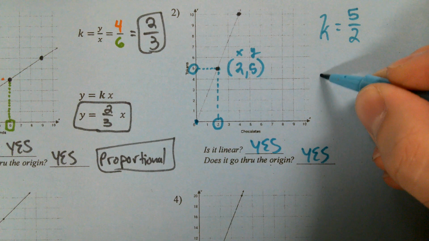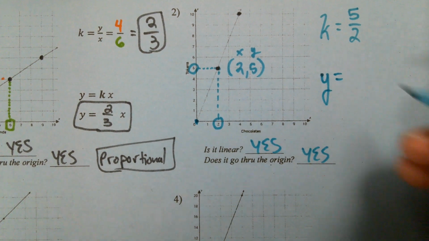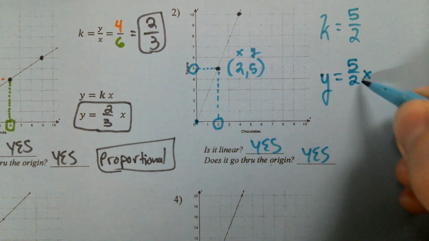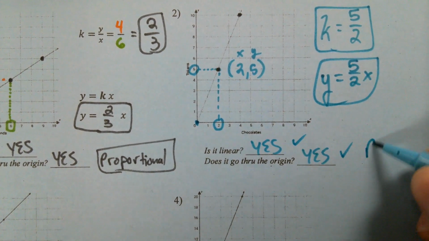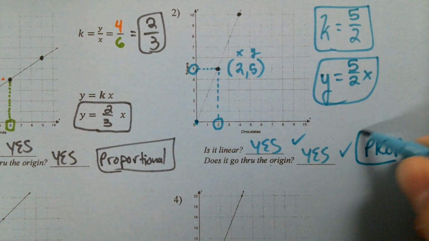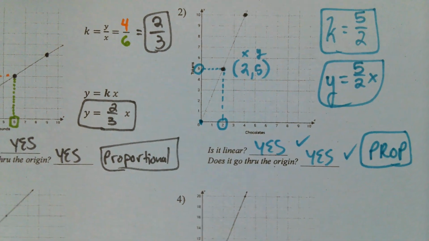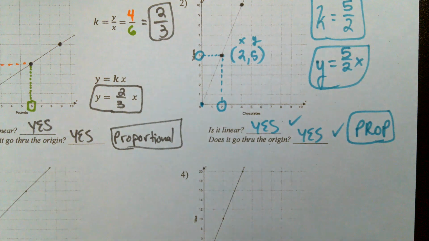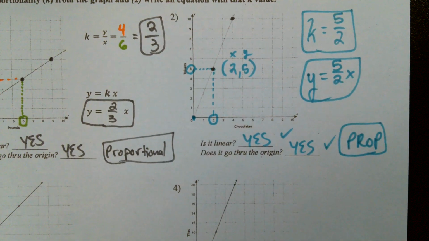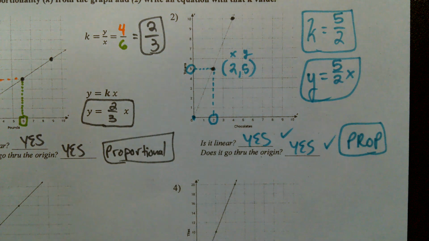The equation we can write is y is equal to what? 5 over 2x. Nice and simple. Boom, boom. Yes, yes. This is proportional. You can call it prop for short because proportional is a long word. If you got 2 over 5, please make sure you make the correction in red.